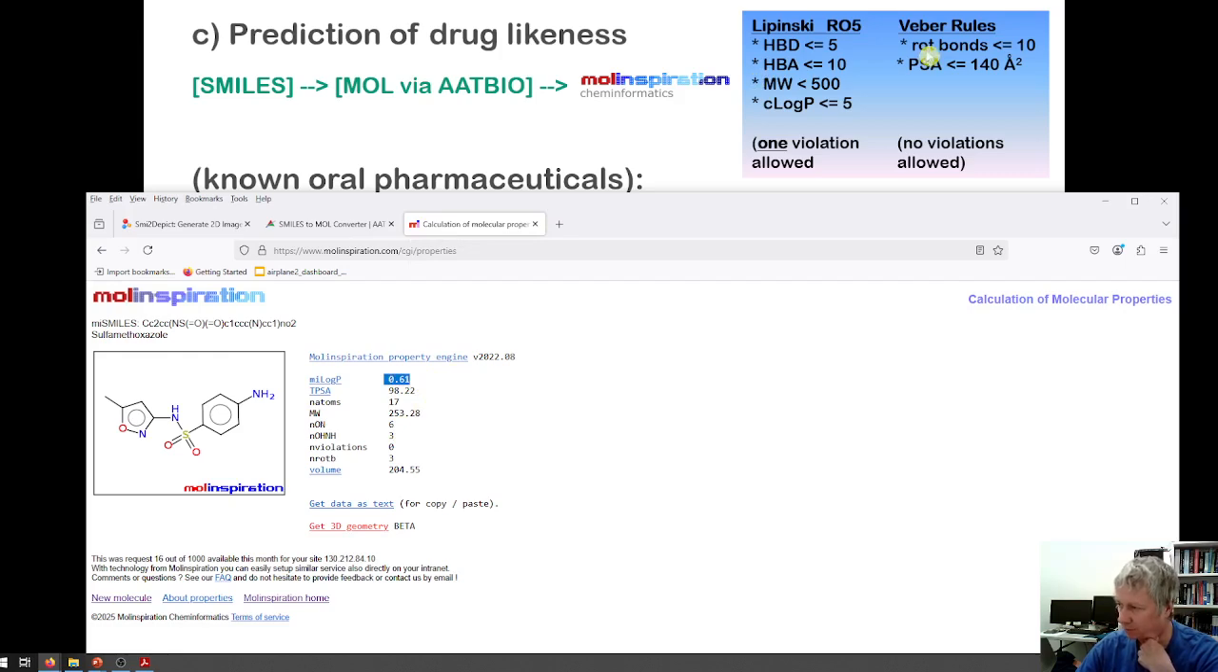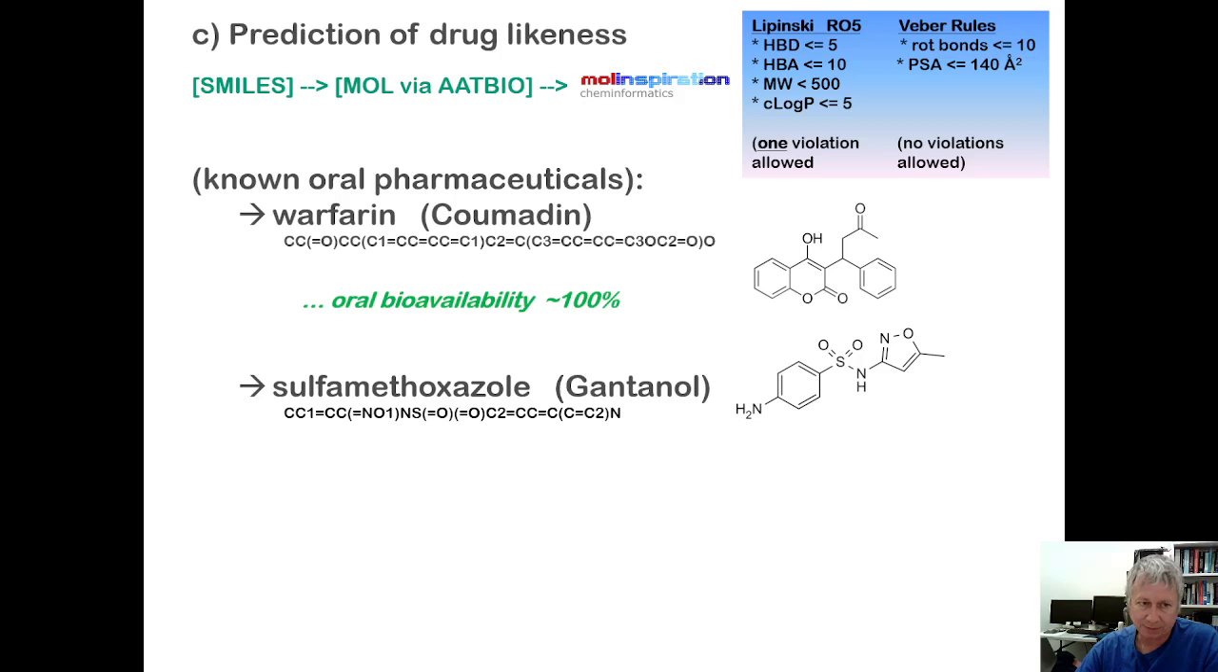Let's check the Weber. Rotatable bonds is the N-rot B, and it's 3. Good. And the TPSA is 98, and it should be under 140. So it seems like all of the rules are obeyed. And I have the oral availability now, and this one is about 85%. So anyway, this is just another example of a known oral drug that basically follows all the rules.